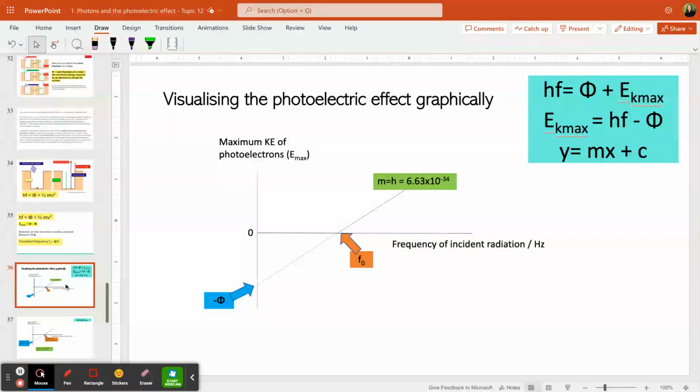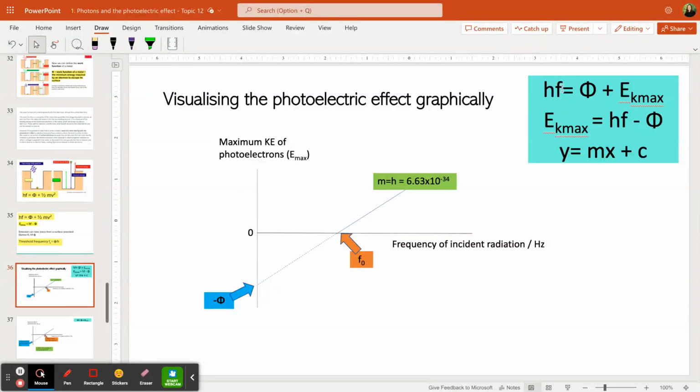Okay, so graphically, I can now plot a graph of the frequency of incident radiation on my x-axis and the maximum kinetic energy of my photoelectrons. And we said that the kinetic energy was proportional to the incident frequency, so we can see a straight line graph. Okay, but we know that there's some minimum threshold frequency that has to be met.